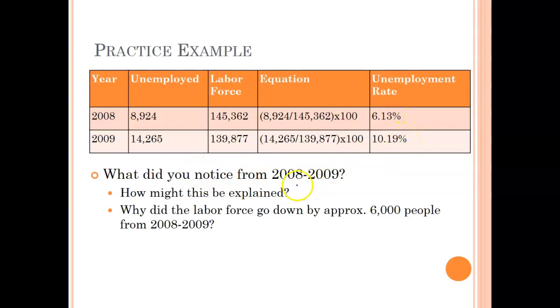So what did you notice from 2008 to 2009? Well, the number of people unemployed increased. That's a recession. The labor force decreased. Discouraged workers, people stopped looking, or early retirement could also be the potential cause. So again, this is why it's important to know what the definitions are when you're looking at these different things.